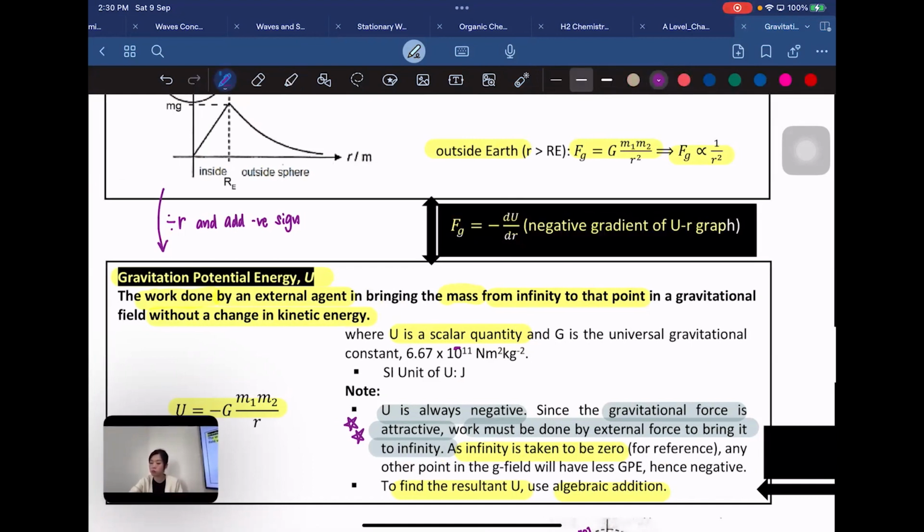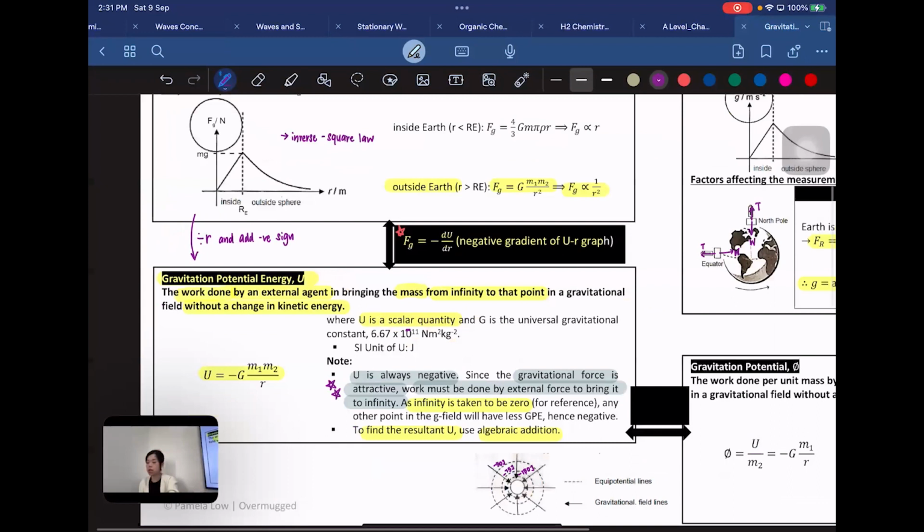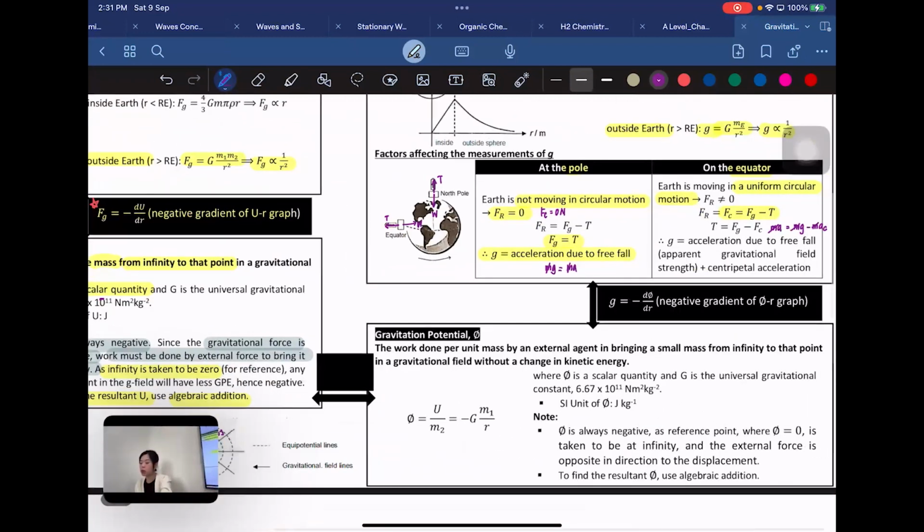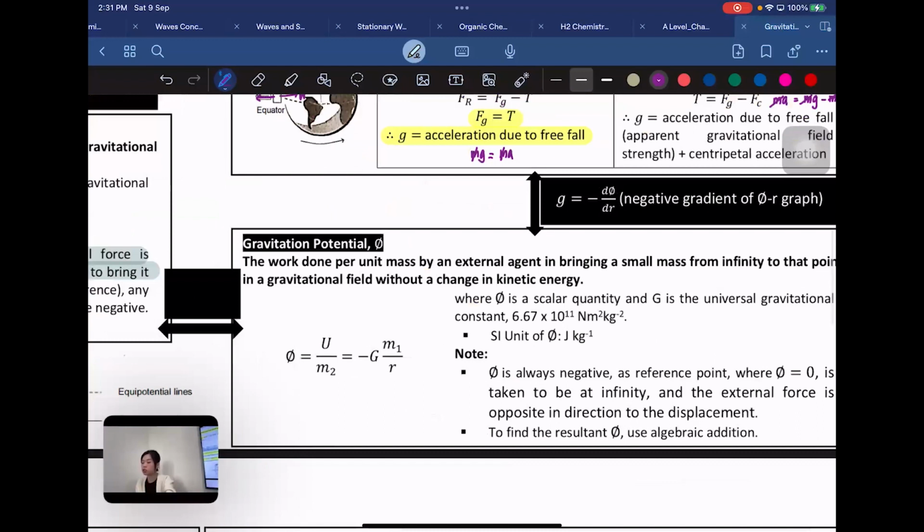This is the most important one. Understand? I repeat, the negative gradient of a potential energy-distance graph will give you the gravitational force. So for questions that give you such a graph and say calculate the gravitational force, what you need to do is go to your graph, draw a tangent, then find the gradient, then negative. You understand? Okay. Similarly, compared to forces, they want to find how much energy I have per unit mass. And that's when gravitational potential comes about. So gravitational potential is just like gravitational potential energy.